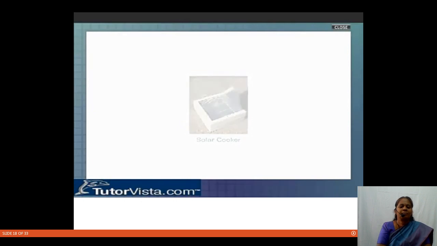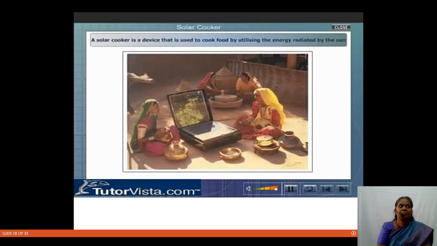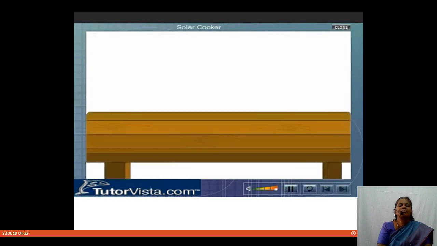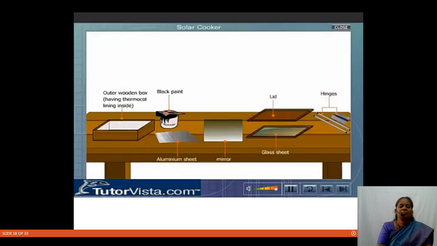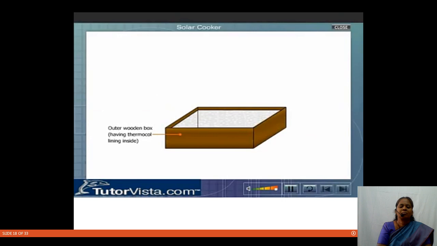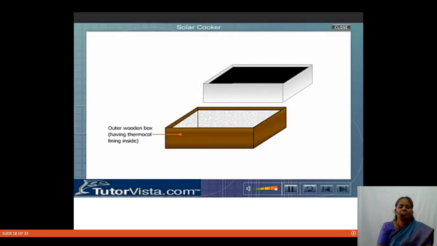A solar cooker is a device that is used to cook food by utilizing the energy radiated by the sun. Here you can see how a solar cooker is made. You may require a wooden box having a thermocol lining, aluminium sheet, black paint, mirror, glass sheet, hinges, a wooden lid for the box, and containers to cook food. Take a wooden box having thermocol lining from inside. Now make a box out of the aluminium sheet. Paint the inner side of the aluminium box black.